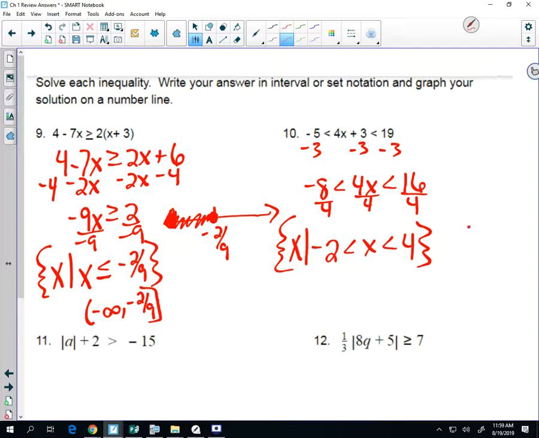In interval notation, it's just going to look like from negative 2 to 4. Neither endpoint is included, so it's just going to look like this. And if I graph this, everything less than 4 and greater than negative 2 at the same time is going to be what's in the middle there. If it's an or inequality, it's 2 separate equations, okay?